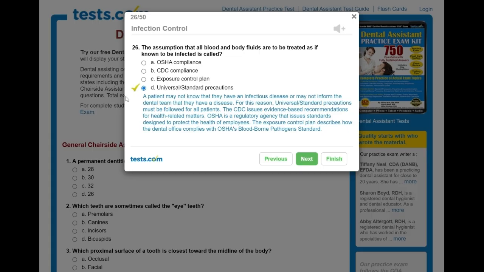D. Universal standard precautions. A patient may not know that they have an infectious disease, or may not inform the dental team that they have a disease. For this reason, universal standard precautions must be followed for all patients. The CDC uses evidence-based recommendations for health-related matters. OSHA is a regulatory agency that issues standards designed to protect the health of employees. The Exposure Control Plan describes how the dental office complies with OSHA's bloodborne pathogen standards.